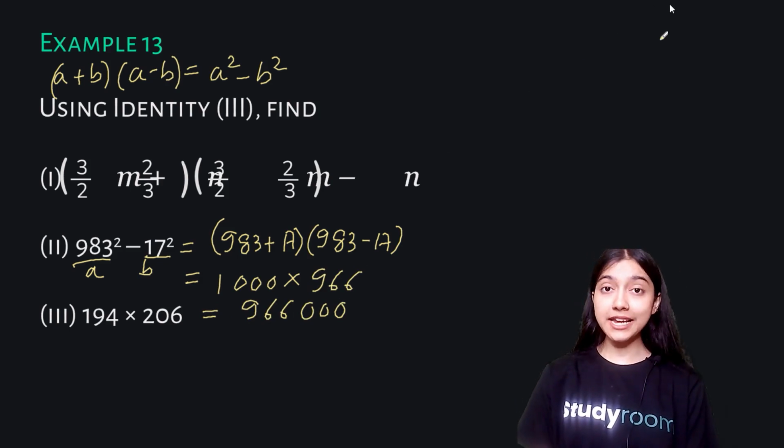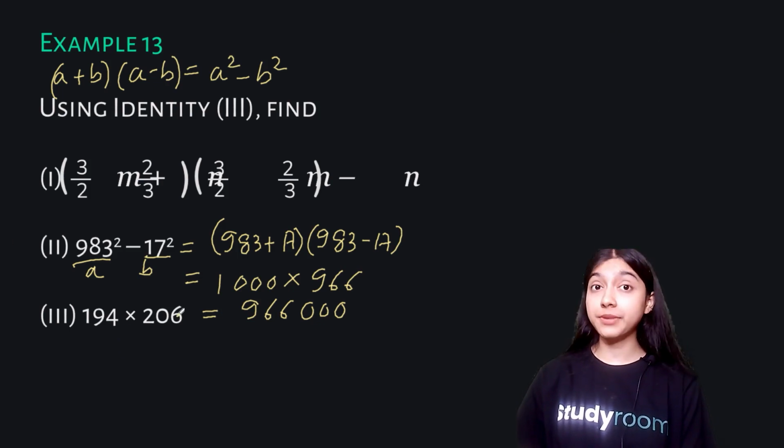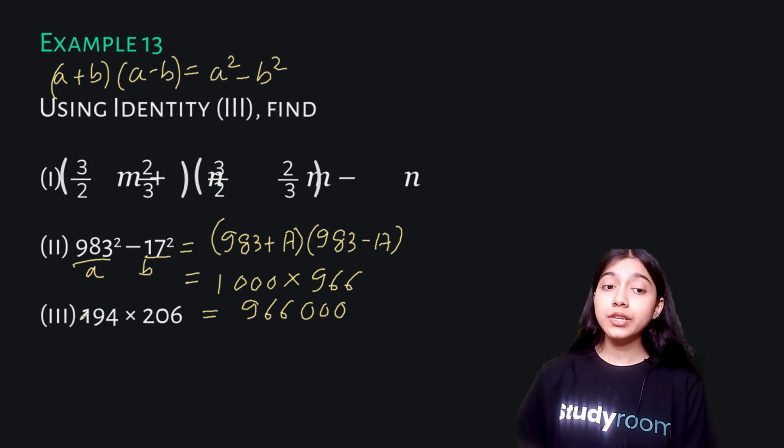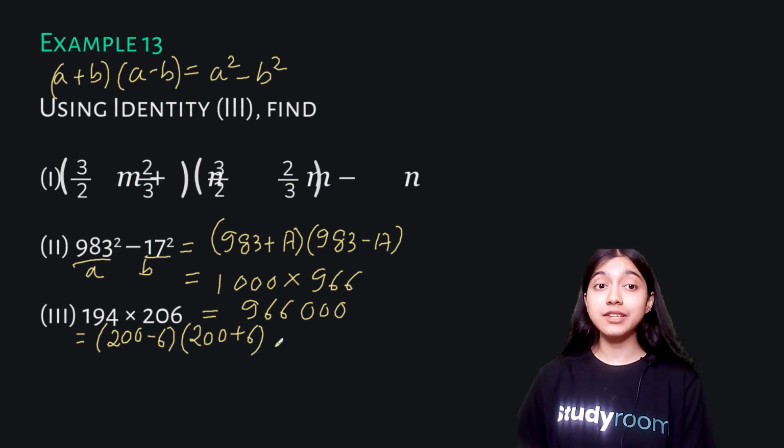Using the same identity, we will solve the third question, that is 194 multiplied with 206. So here we can write 194 as 200 minus 6, and then 206 can be written as 200 plus 6. Now here we can use the same identity, that is identity number 3. Here we have 200 minus 6 and 200 plus 6.